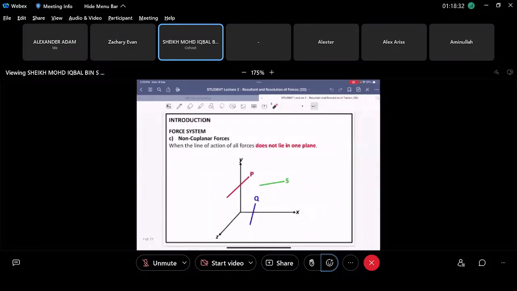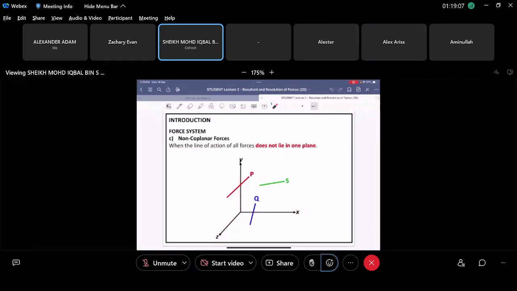And then the third one is non-coplanar forces. Basically, this is just the opposite of coplanar forces. For coplanar forces, they all lie on a single plane, but for non-coplanar forces, they do not lie on a single plane, right? So it's a bit difficult for us to know the location of these forces. Usually this happens when we are assessing 3D forces. So you can see here, this is 3 dimensions. You have Y, you have X, you have Z, right?